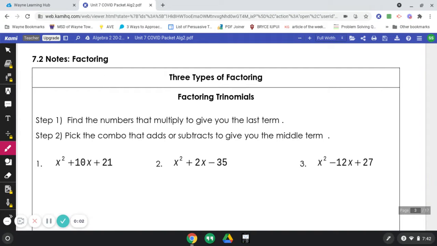These are the 7.2 notes for Algebra 2. We're going to talk today about factoring. There are three types of factoring. The first is factoring trinomials.